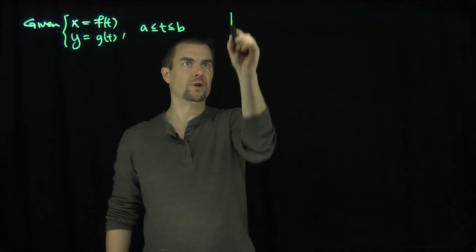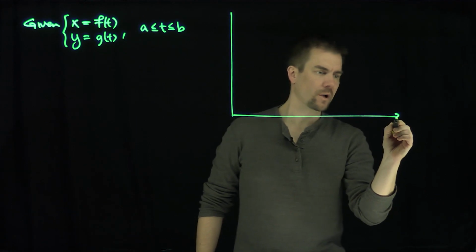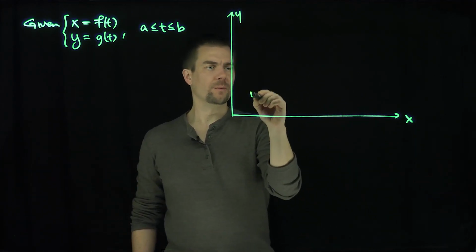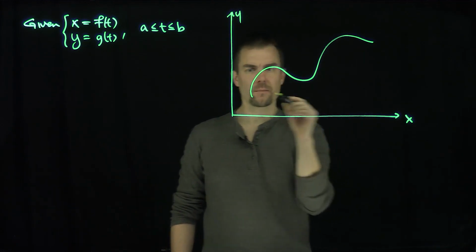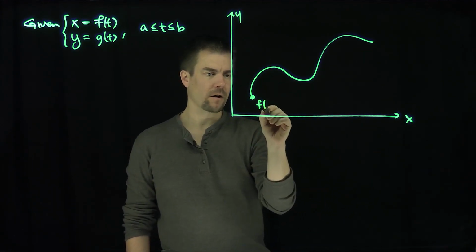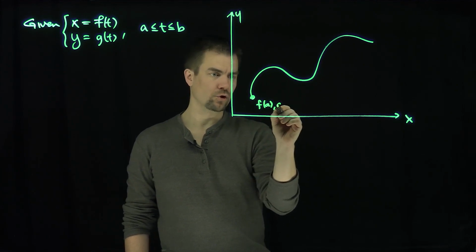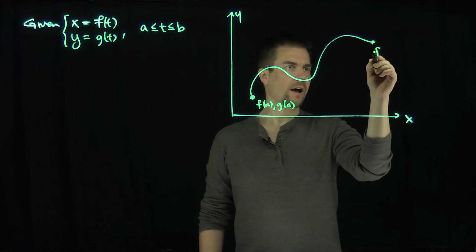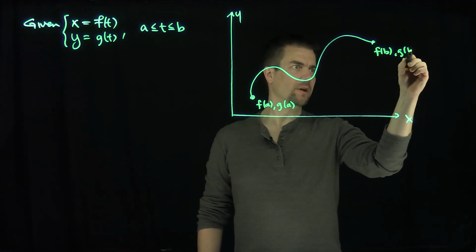So what we're going to do is sketch our curve over here. Here's the x-axis, here's the y-axis, and the curve may do something like this. This would be, of course, the point f of a, g of a, and this would be the point f of b, g of b, at my terminal point.